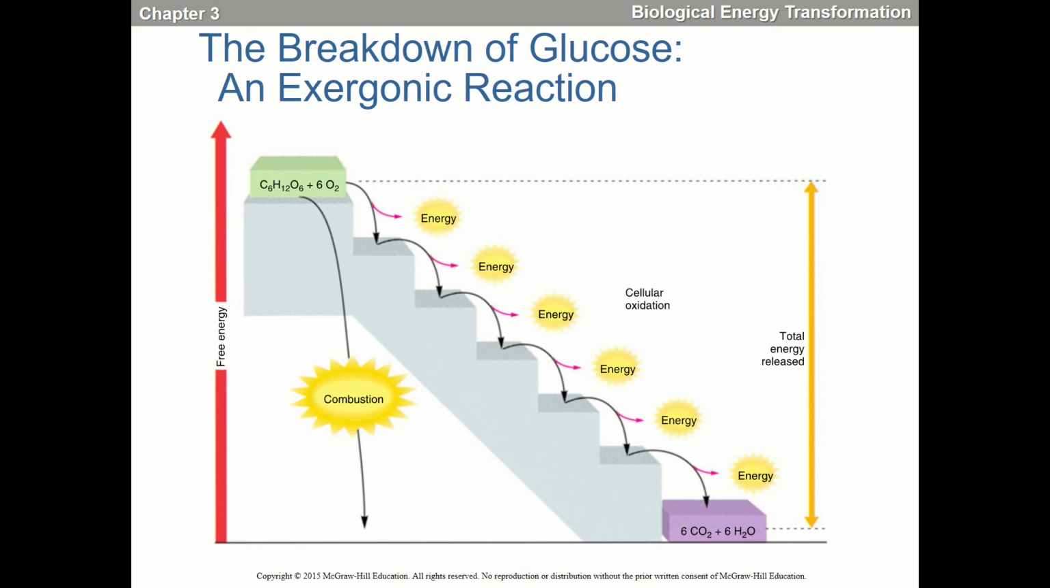Everyone good with that so far? So C6H12O6 plus 6 O2 yields energy, and 6 CO2s and 6 waters.